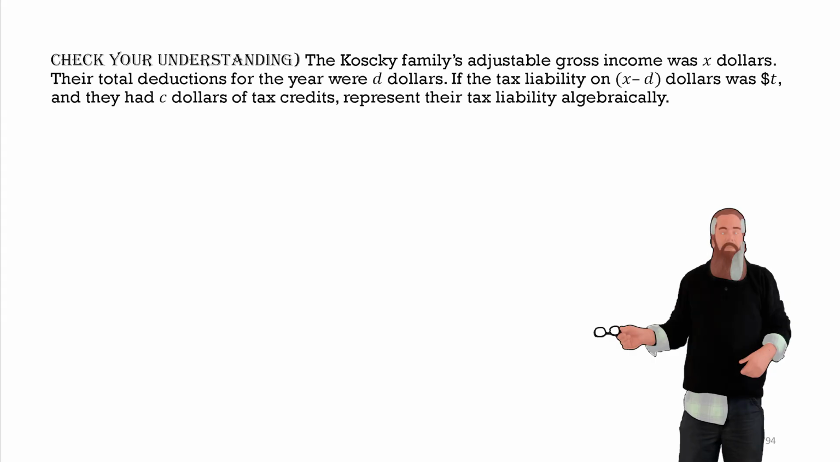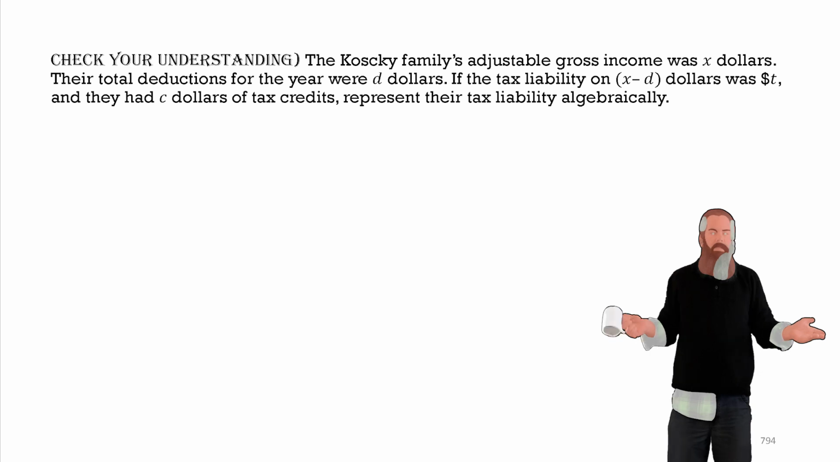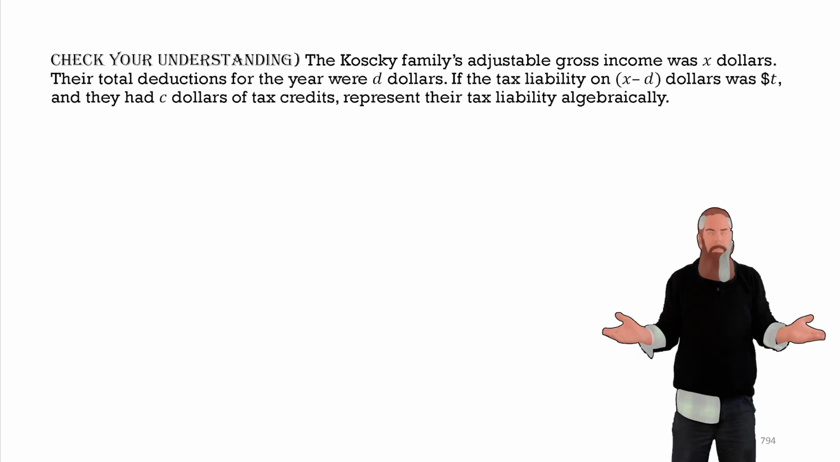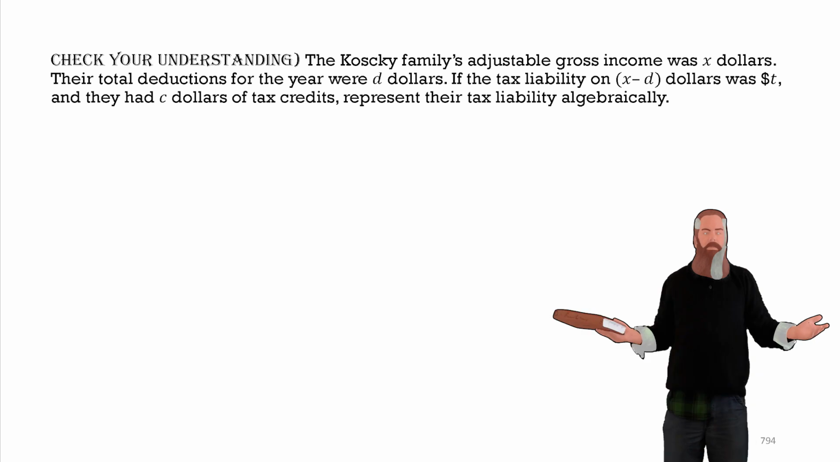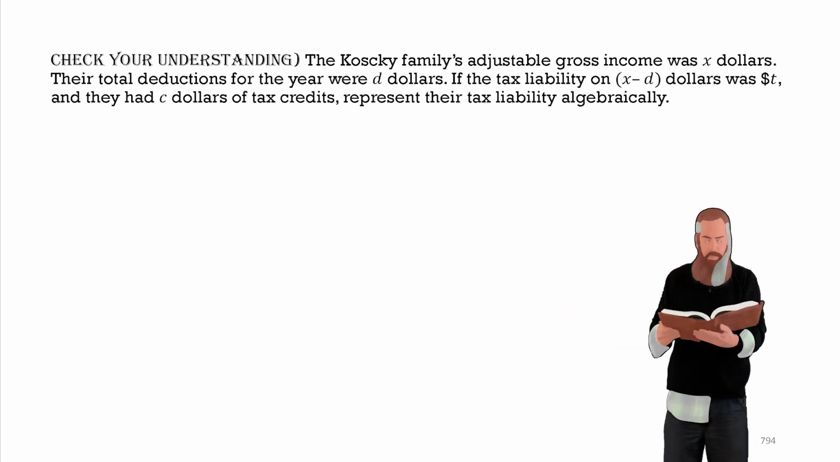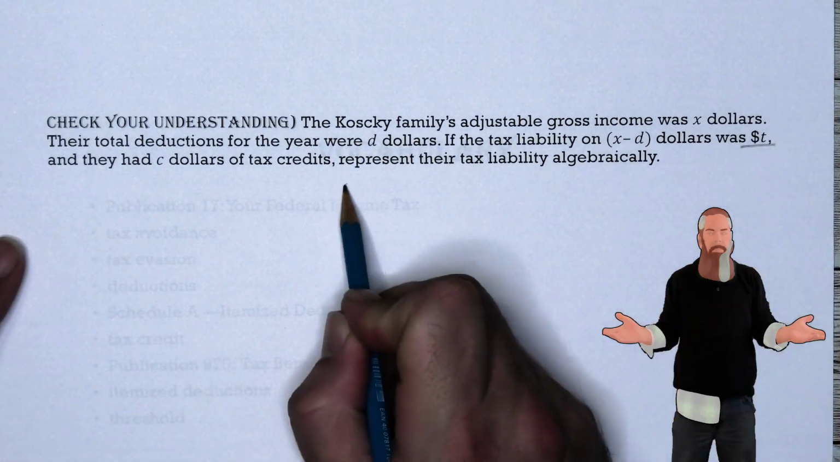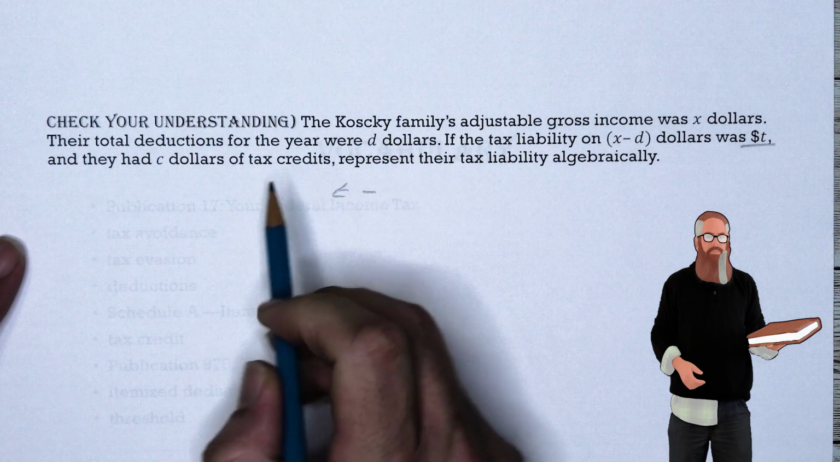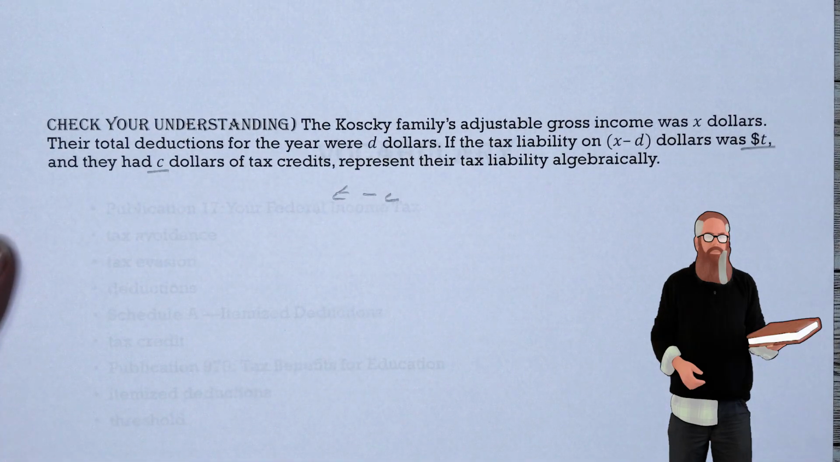Let's check our understanding. The Koski family's adjusted gross income was X dollars. Their total deductions for the year were D dollars. If their tax liability on X minus D dollars was T dollars, and they had C dollars of tax credit, represent their tax liability algebraically. Since their tax liability was T dollars, if we subtract their credit of C dollars, we find their actual tax liability.